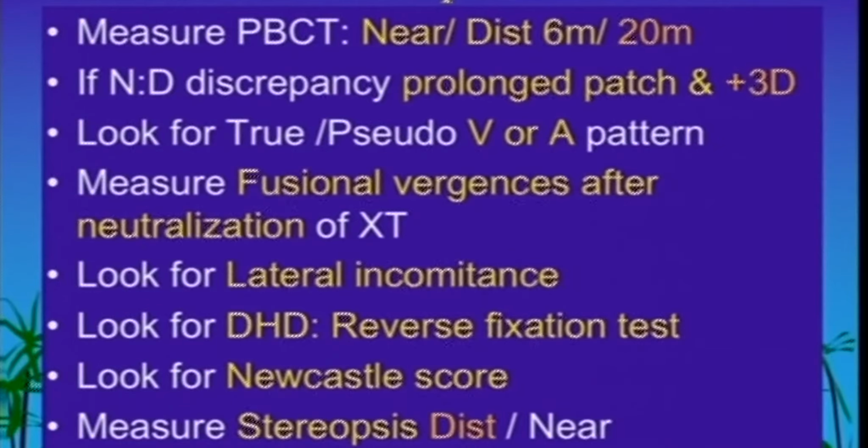on that. So what is the preferred practice pattern for a workup of an intermittent divergent squint? Measure with prism bar cover test. Never use Hirschberg's alone. Near distance and even far distance of 20 meters should be taken into account. If there is a near distance discrepancy, do a prolonged patch of at least 1 hour and a +3 diopter if you still have a near distance discrepancy. Look for true or pseudo V or A pattern. Look for the fusional divergences which are there.